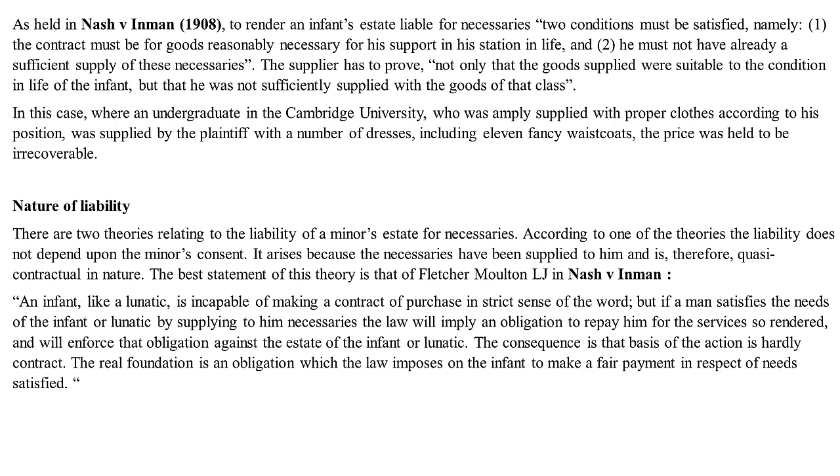So there are two theories relating to the liability of a minor's state for necessaries. According to one of the theories, the liability does not depend upon the minor's consent. It arises because the necessaries have been supplied to him and is therefore quasi-contractual in nature. And the best statement of this theory is that of learned Judge Fletcher Moulton in the case of Nash versus Inman. Here it was held that an infant, like a lunatic, is incapable of making a contract of purchase in the strict sense of the word.